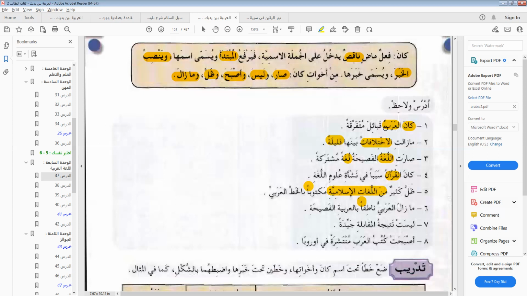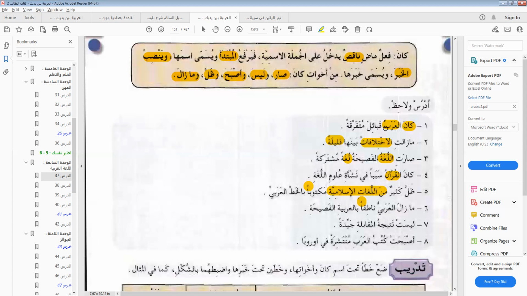Then sarat, if something transformed from one form to the other, that is when we use sarat. So we say sarat lughatu al-fusha. This very fusha. Al-lughatu al-fasiha, the Arabic language that is eloquent, lughatan mushtarakatan, becomes a shared language among the Arabs. So you can see it wasn't, but it has become. So sarat, like we read yesterday, that was when the Quran came, then it became eloquent and was adopted by everybody. So it's now saying sarat, it became. So you can see the difference between kana, mazalat, and sarat.